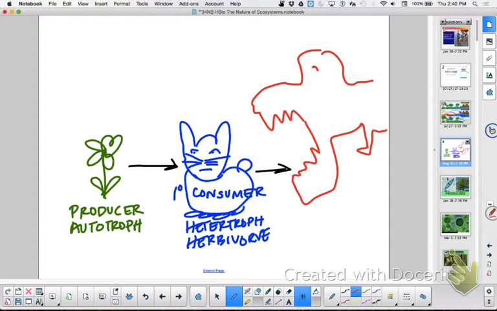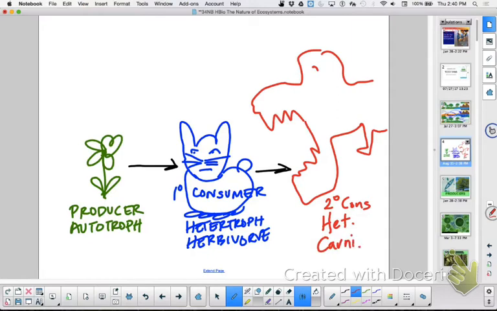What are we calling him? Secondary consumer. Heterotroph. Okay, guys, some of you are trying to talk faster than everybody else in the room. I'm trying to let you all have a chance to think. So what's another name for it? Heterotroph. What else? Carnivore. Got it?